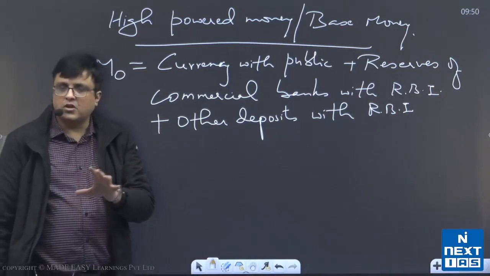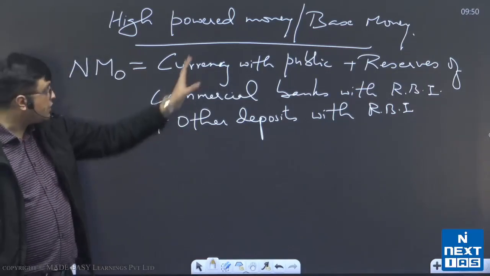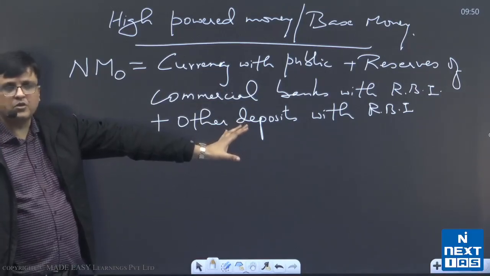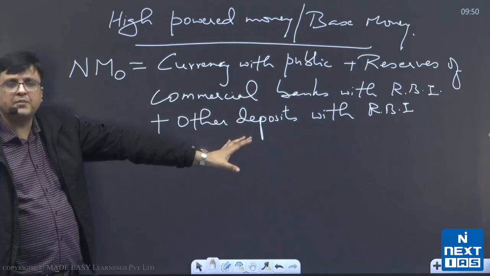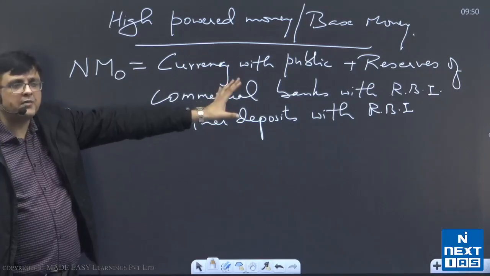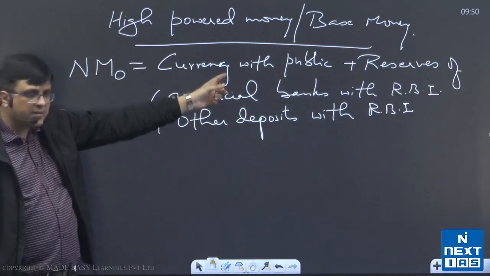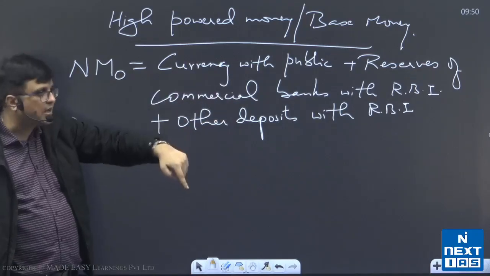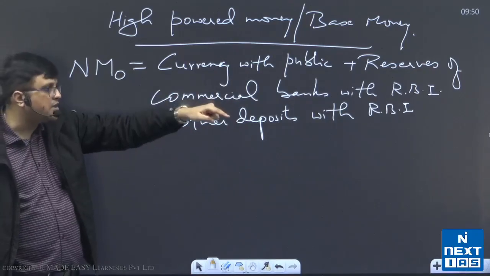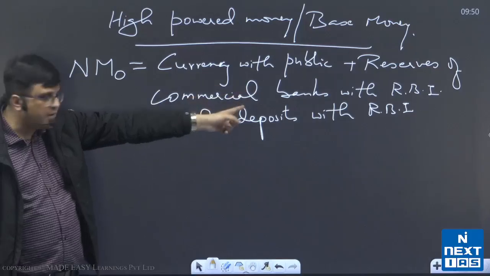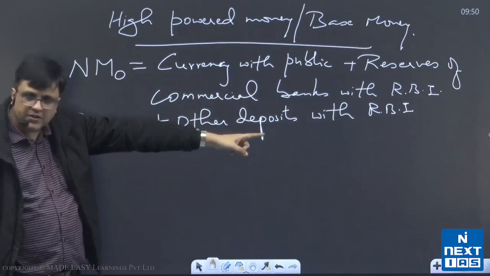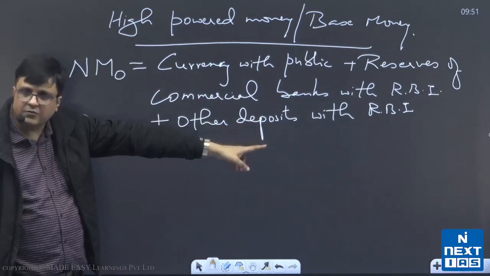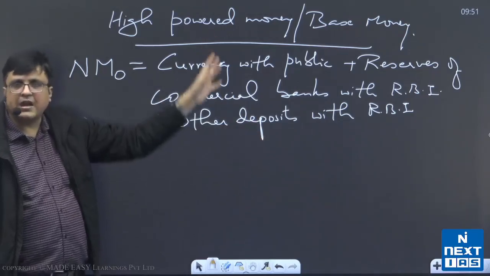All right. So if you look at all the three components, it should be clear to you that it represents nothing but all the liabilities of RBI. Currency with public is an RBI liability. Reserves that commercial banks have kept with RBI, who will pay it back to commercial banks? RBI, so a liability of RBI. And other deposits with RBI, same thing. The international institutions keeping money with RBI, liability of RBI. So these are liabilities of RBI.